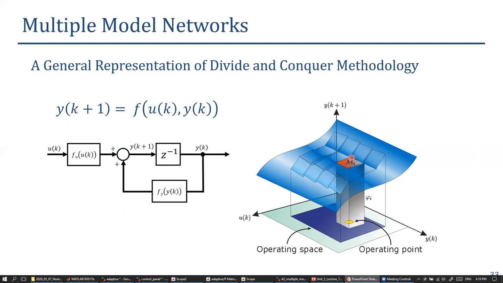And then we identify the linear model, or some sort of a model. It does not necessarily have to be linear, but some sort of model which is valid at and around that particular point. So our nonlinear system can be seen as a nonlinear surface above the operating point, and our many models can be seen as local approximations.